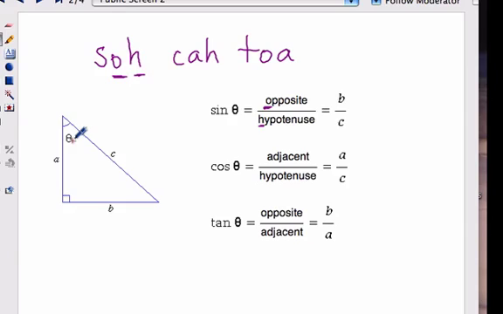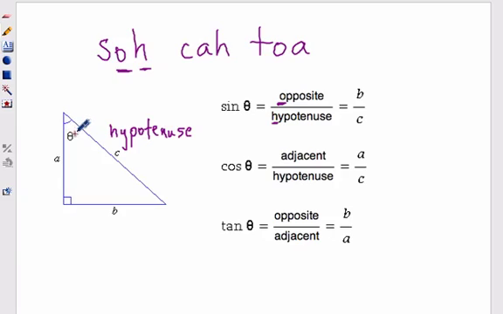Now, when you're talking about a right triangle, the side opposite the 90-degree angle is always the hypotenuse. Now, if this is our angle theta here, then this would be the adjacent side, and the side opposite is the opposite side. The hypotenuse is never considered the adjacent side. Okay, so if we were taking this angle here as theta, then this would be the adjacent side, and A would be the opposite side.